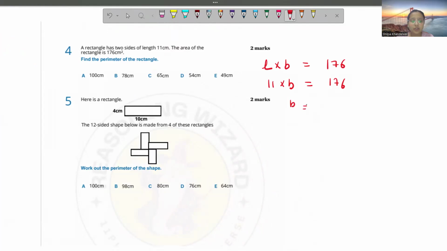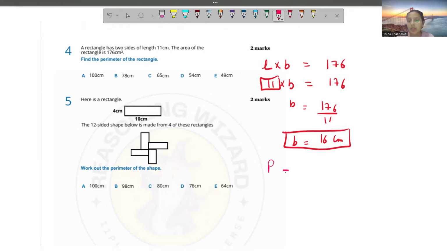Now to calculate it, I will do 176 divided by 11, right? And when I do so, I'll get my answer as 16 centimeter. Now you have the length, which is given in the question. You calculated the breadth with the help of area. Now you can easily calculate the perimeter. And the perimeter formula is nothing but 2 times (L plus B).